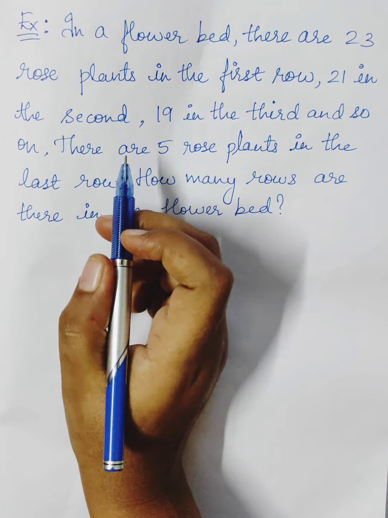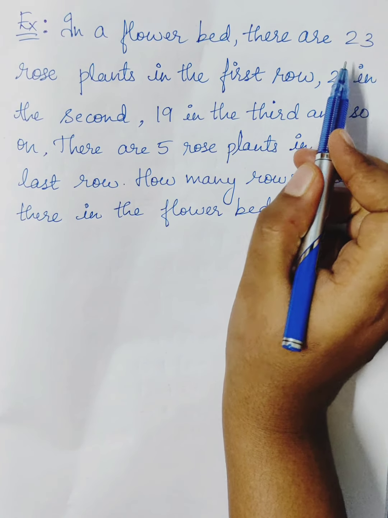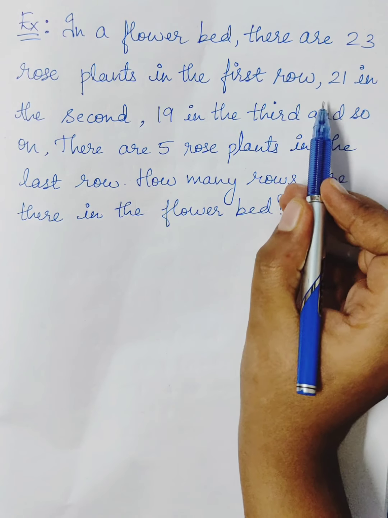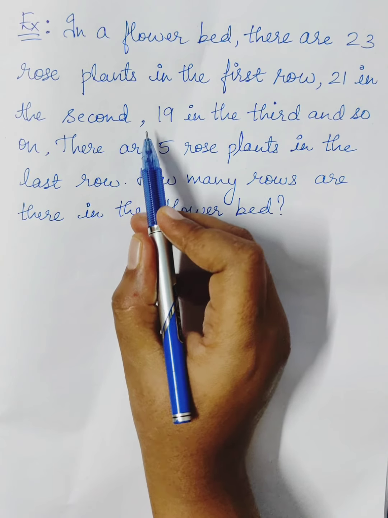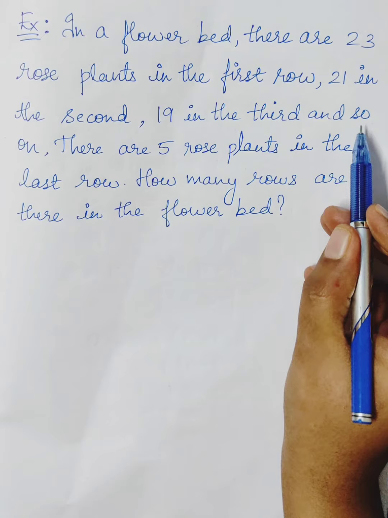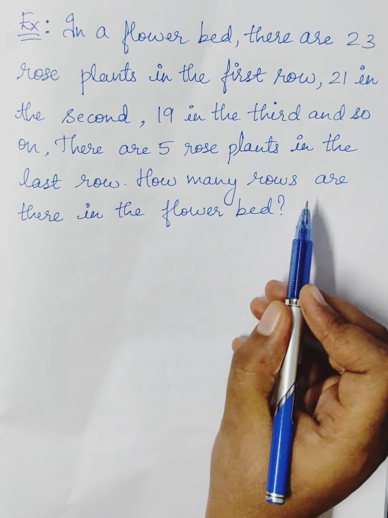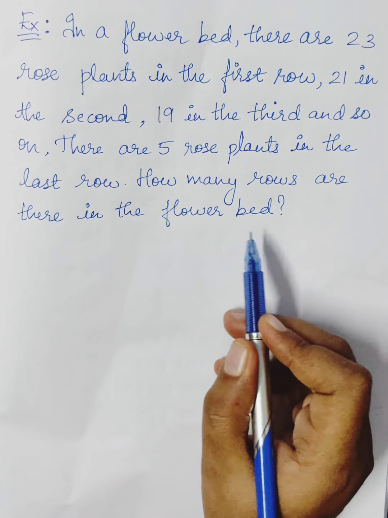Next example is, in a flower bed there are 23 rose plants in the first row, 21 in the second, 19 in the third, and so on. There are 5 rose plants in the last row. How many rows are there in the flower bed?